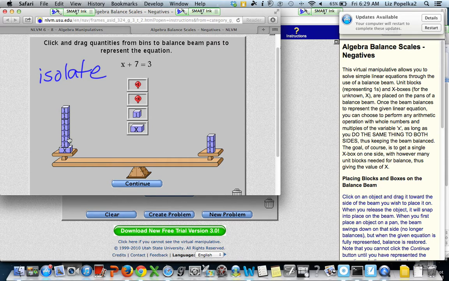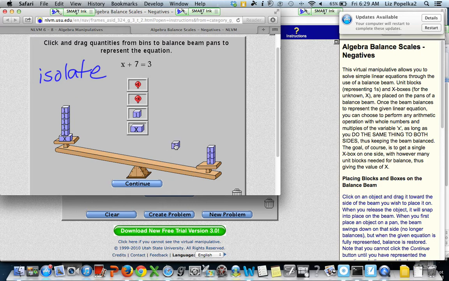So in order to be able to isolate this variable, I'm going to take my 7 and I'm going to just get rid of them. So I'm going to toss them off here. 1, 2, 3, 4, 5, 6, and 7 were just taken away. But of course, because I took that 7 off of the left side of my balance beam, now it's out of balance. So I need to take 7 away from this side to balance it out. The problem, though, is that I don't have 7 to take away.